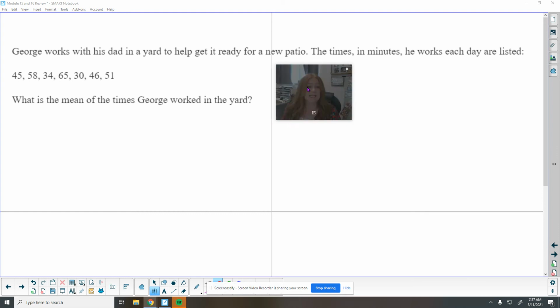Hey, George works with his dad in a yard to help get ready for a new patio. The times in minutes he works each day are listed. What is the mean of these times? So our average, we want to go ahead and add these all up.